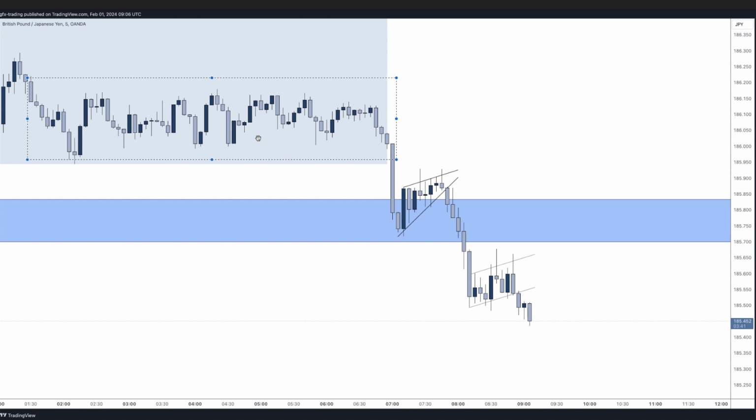So obviously in this example we're looking at bearish. If you flip this over and look at it the other way around, it's exactly the same principle. You're just looking for a bull flag and accumulation, whether it's a rectangle, whether it's a triangle, whether it's a parallel channel, it makes no difference.